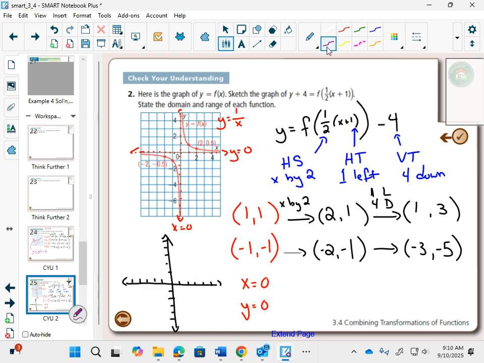And I'll do it in purple. I'll have those 2 points. So I have the point 1, 3, and negative 3, negative 5, as my 2 points. Now initially, if those were the only 2 points you did, to draw your graph accurately might feel like, I don't know what to do.